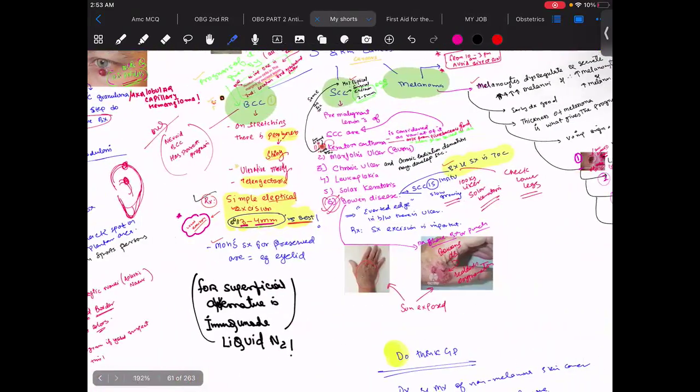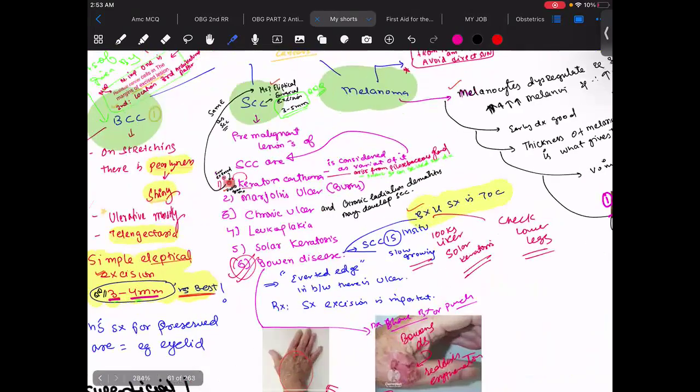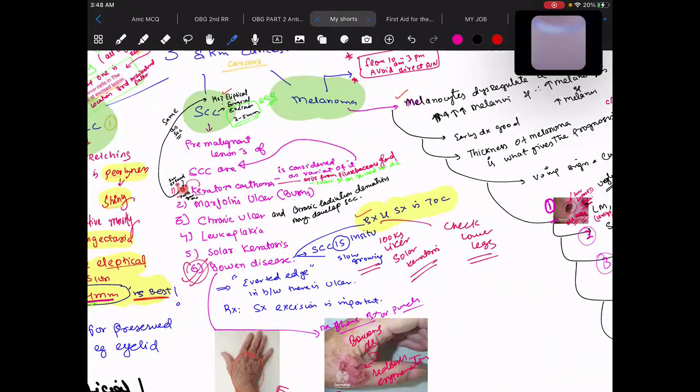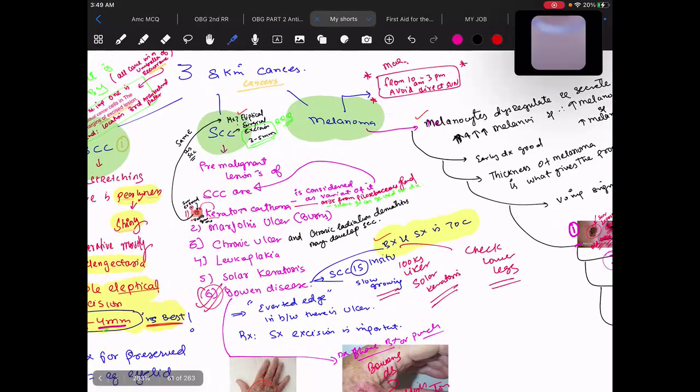Okay, now we'll discuss squamous cell carcinoma. This is the second type of cancer which is commonly seen in the exam. So the important point which you should remember first is what are the pre-malignant lesions of squamous cell carcinoma, right? More importantly, you will see questions about squamous cell carcinoma.